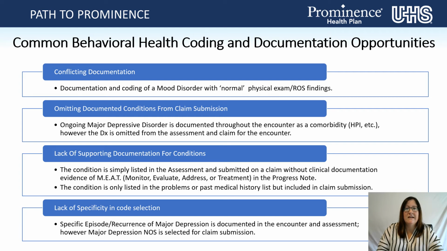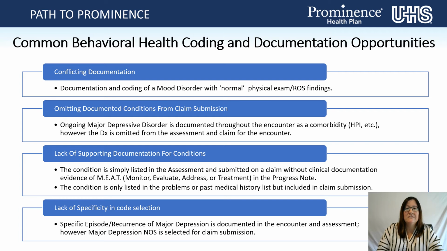Lack of supporting documentation for conditions. Sometimes the condition is simply listed in the assessment and submitted on the claim without clinical documentation evidence of meeting criteria throughout the progress note. Remember, the diagnosis, monitor, evaluate, address, treat must be in the progress note. The condition is only listed in the problem list or past medical history but included on the claim. Again, documentation in the progress note must substantiate the diagnosis codes being submitted on the claim.